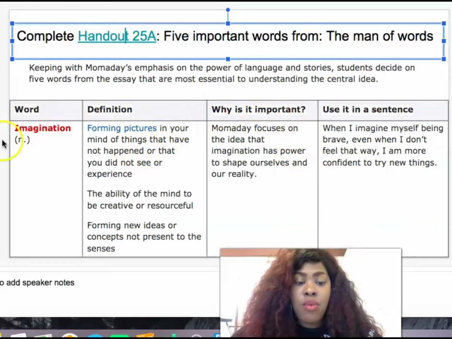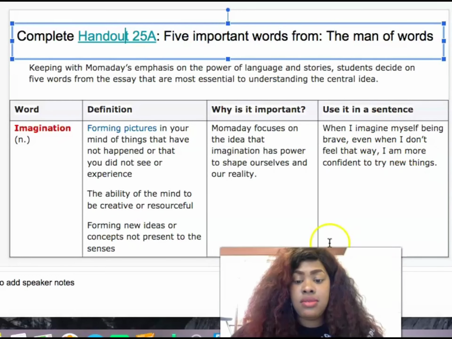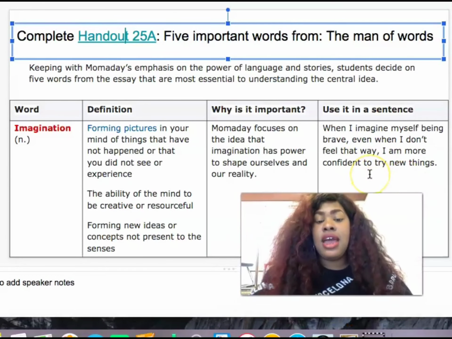And then I wrote down why the word imagination was important to the central idea. So the reason why this word was important is because Mama Day focuses on the idea that imagination has power to shape ourselves and our reality. And then I used it in a sentence. When I imagine myself being brave, even when I don't feel that way, I am more confident to try new things. So this is the sentence that I have done.